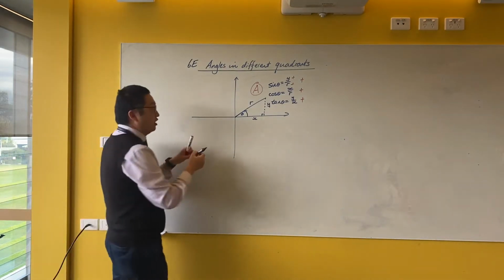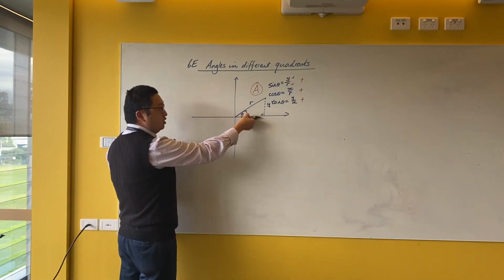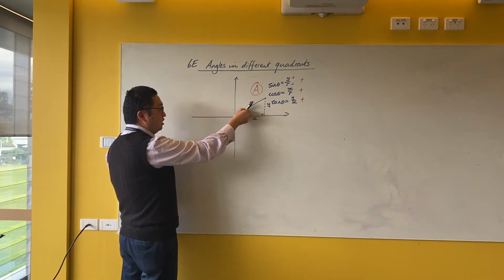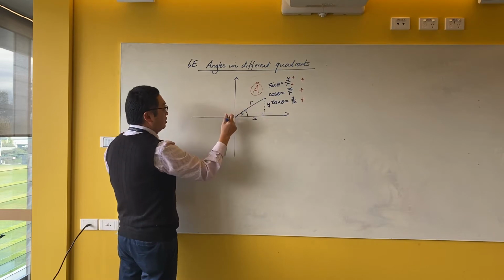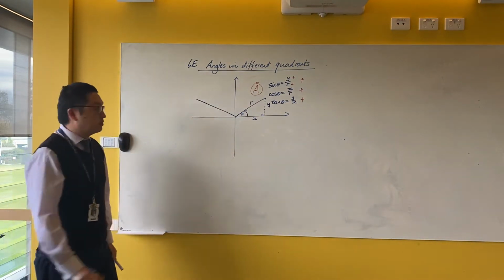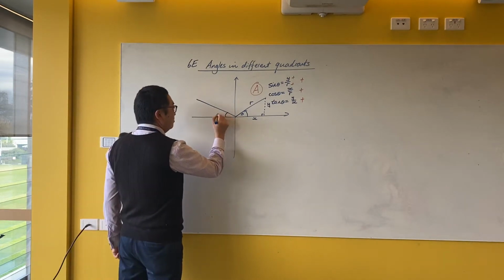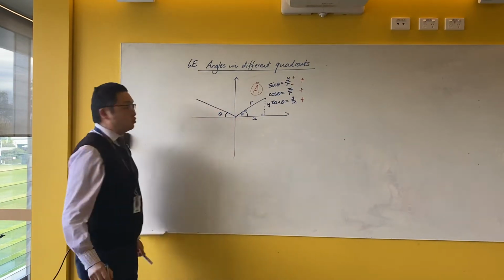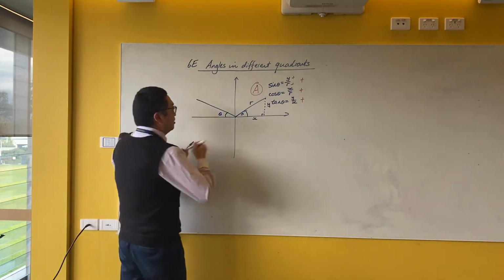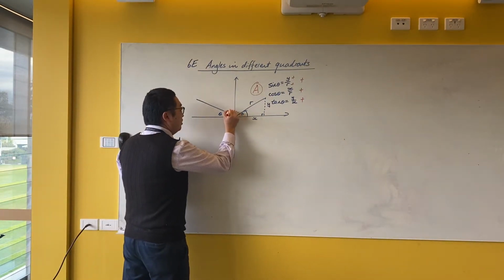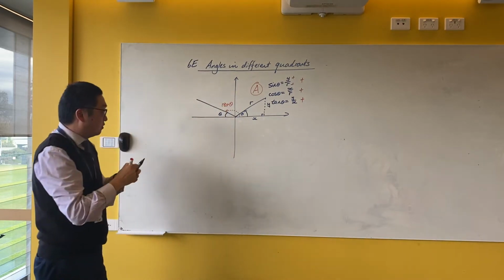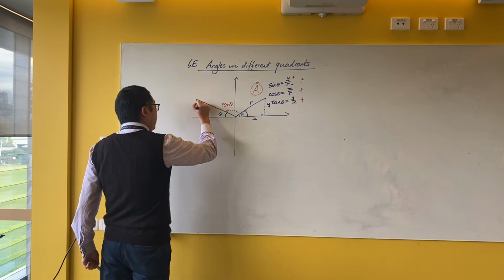We'll keep rotating, right? From the first quadrant, starting from the positive x-axis, we keep rotating anti-clockwise. Then we'll have an angle like that. We call this angle theta as well. Now obviously, this angle here is going to be 180 minus theta. You agree? Yeah.